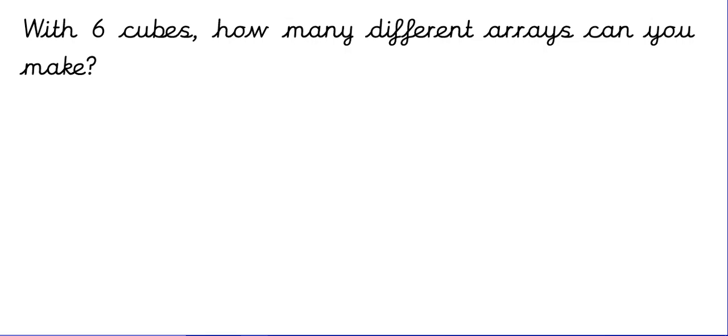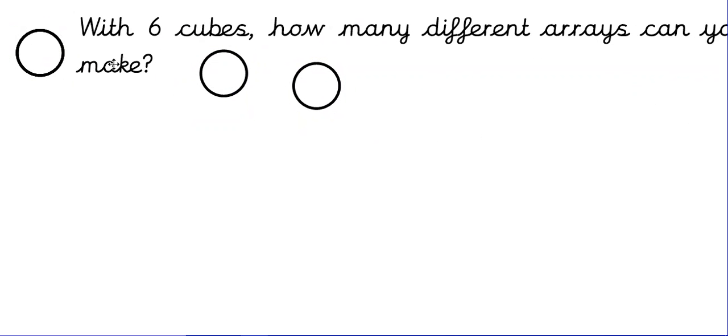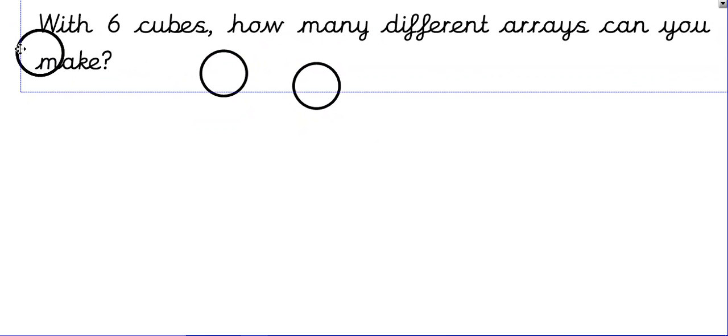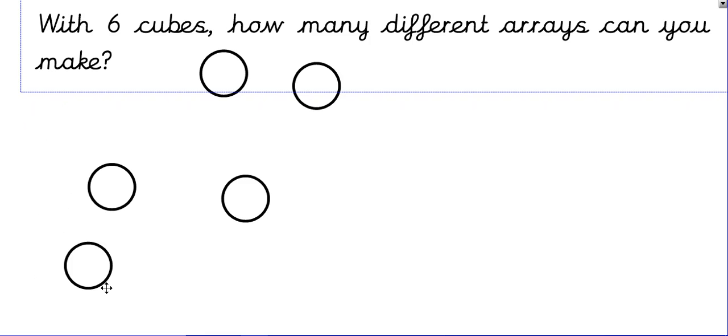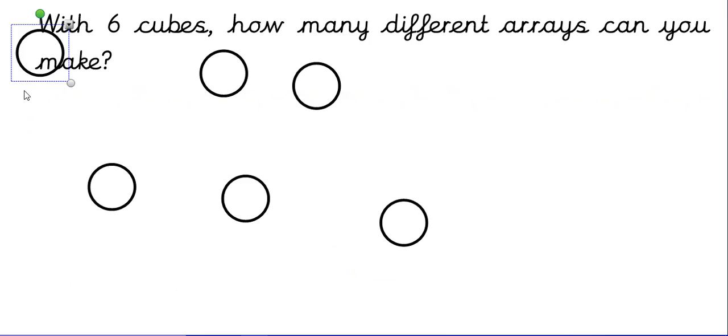Okay, so let's have a look at this one together. So with 6 cubes, how many different arrays can you make? So if I've got one, hang on, we'll do this a bit differently actually. So we can move them about. So we'll get some circles. So 1, 2, 3, 4, 5, 6. Okay, so I've got 6 cubes.